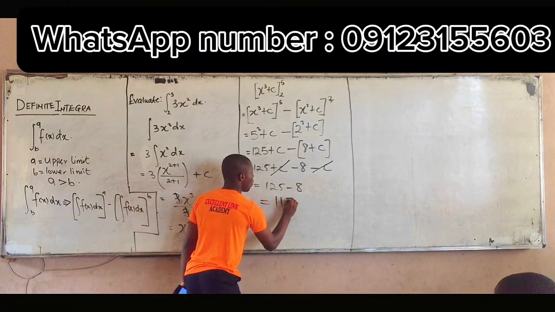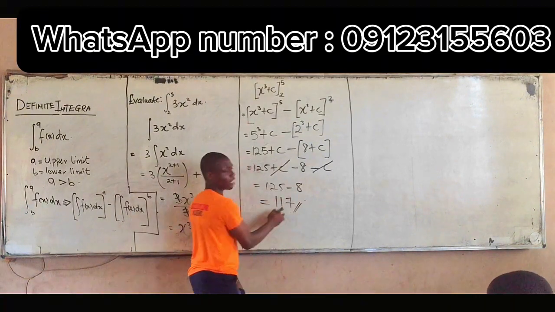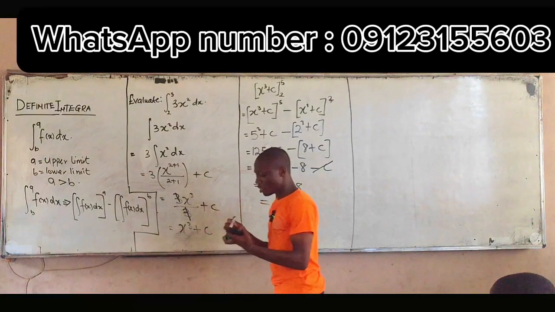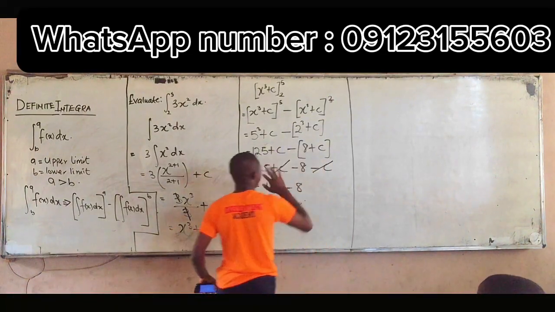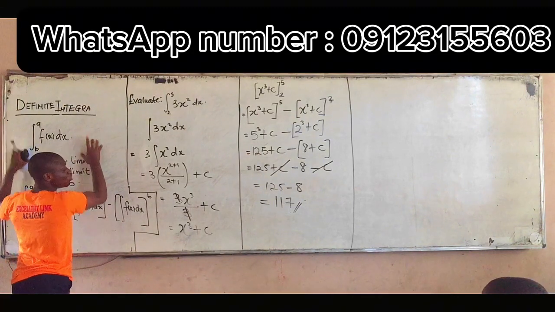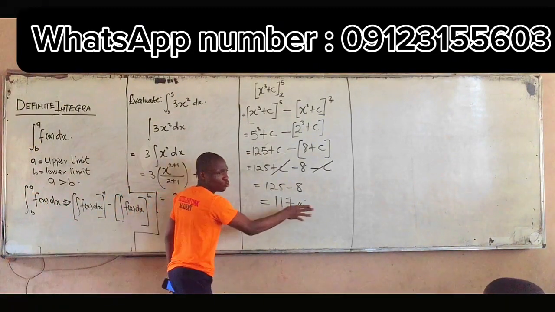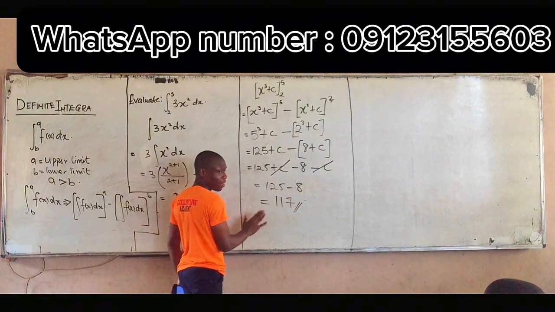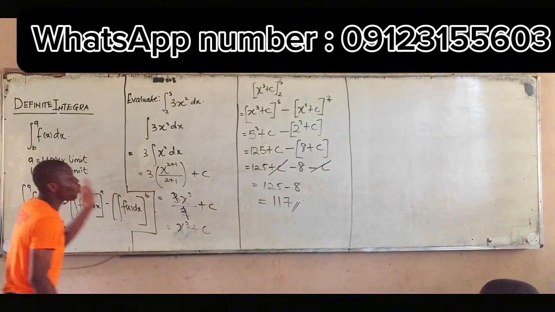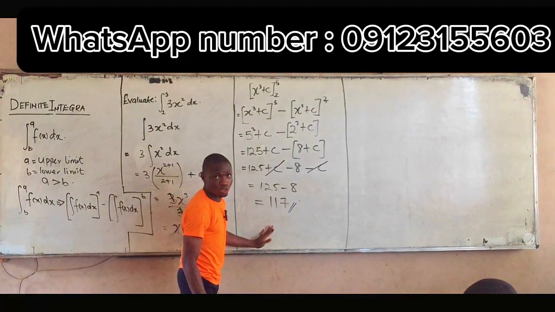There? 117. Please confirm this answer. Now look up, please. I want to know two things. For a definite integral, your answer is always what? A value, a whole number, right? That's number one: after solving your definite integral question, you have a whole number as value, right?